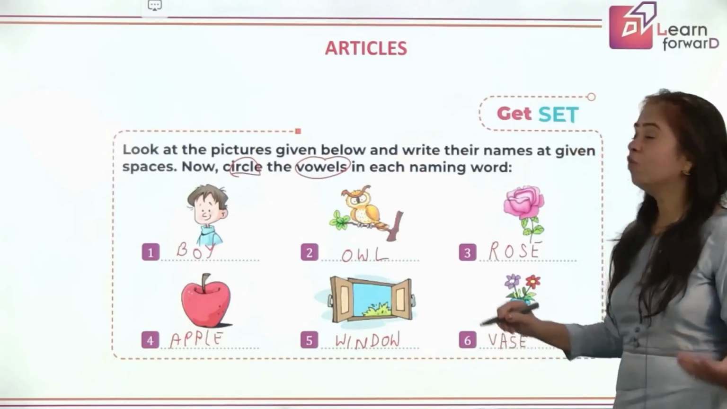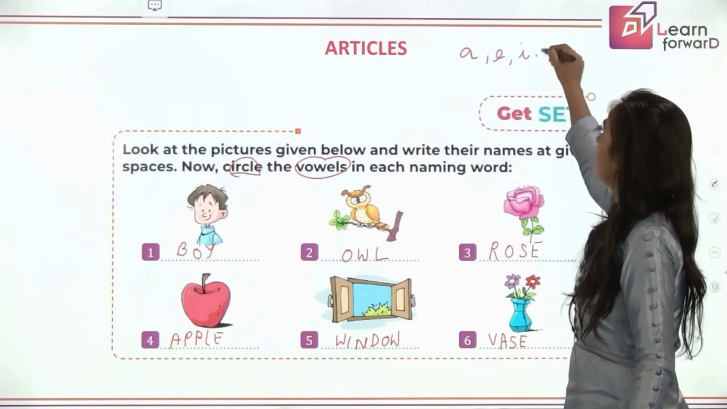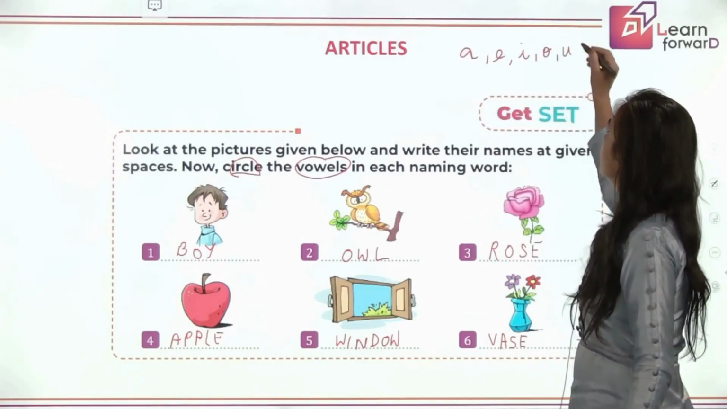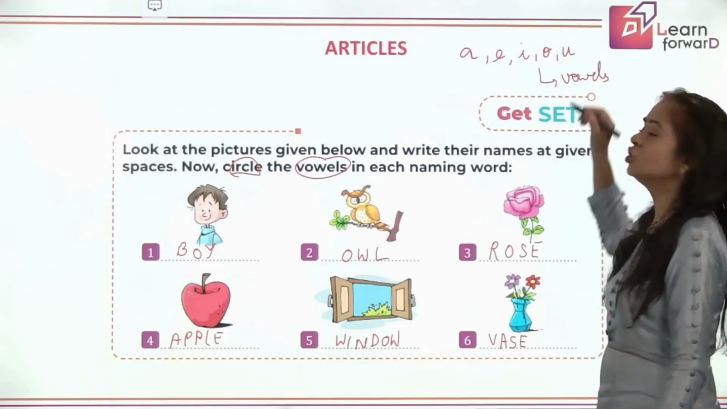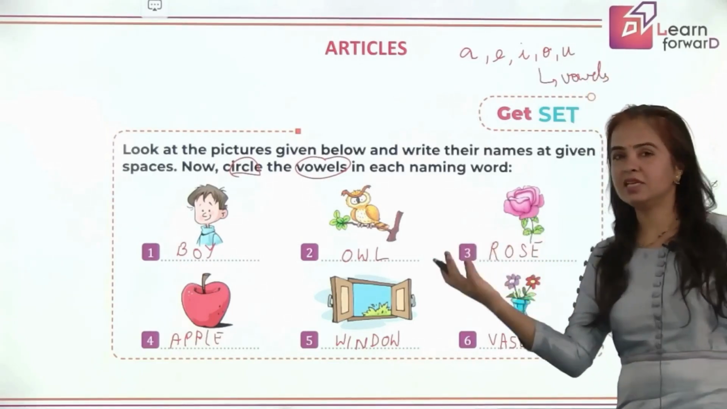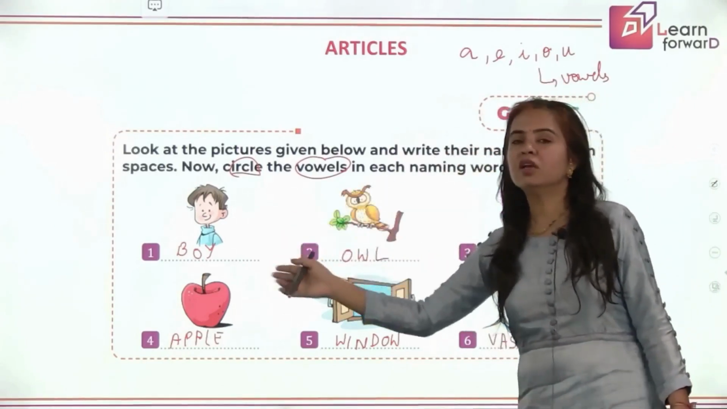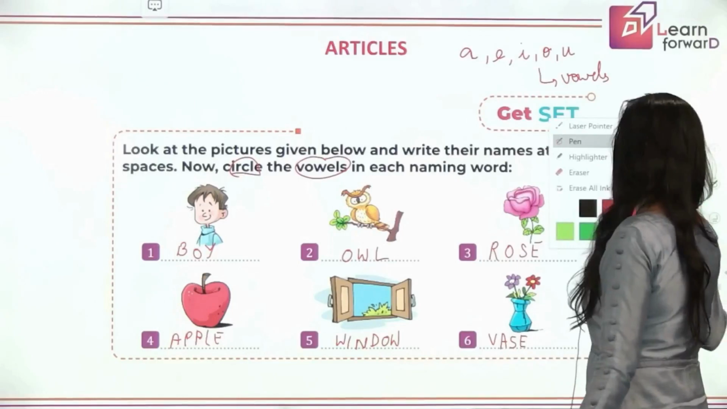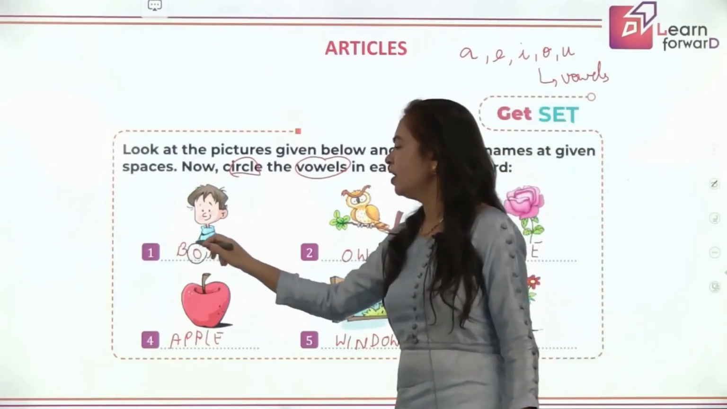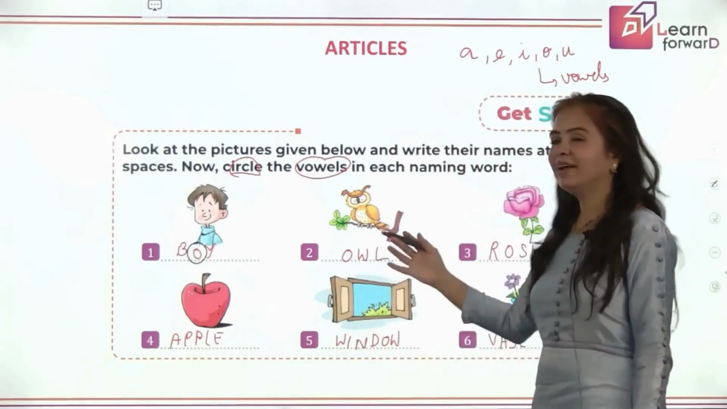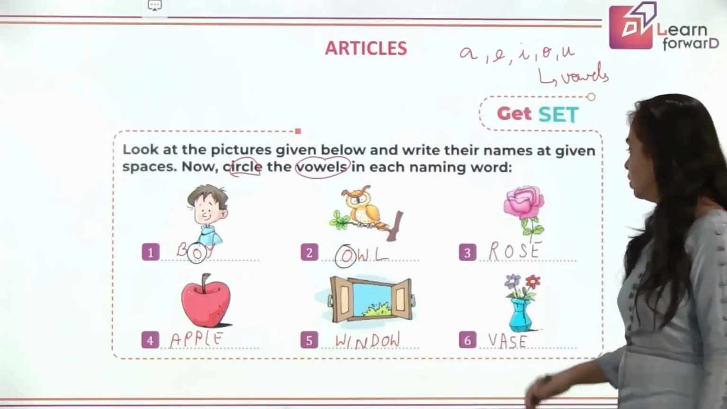So how many vowels have I told you? 5. A, E, I, O, U. These are the vowels in the English alphabet, from A, B, C, D up to Z. We have these 5 vowels. Now quickly circle them wherever you find them. Let's change the color here. Yes. So in boy, O. Here again, O. Any other? No. Let's come to the next.